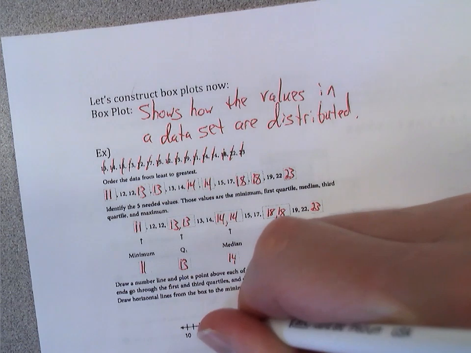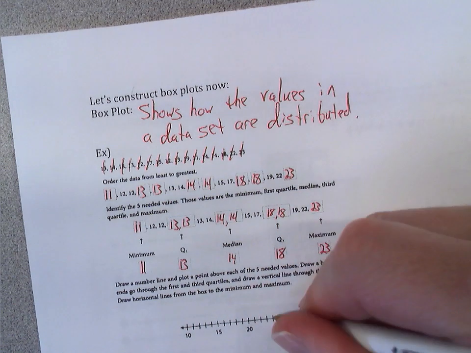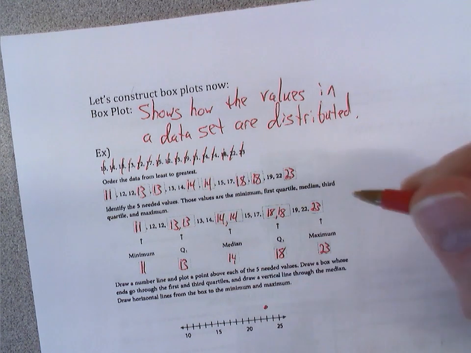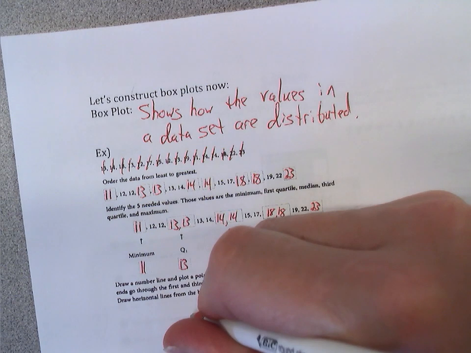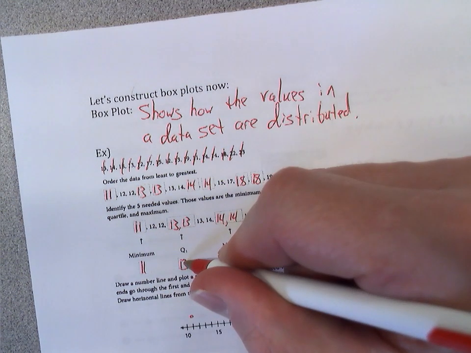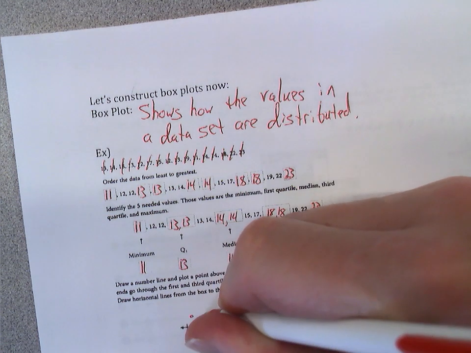So here's our number line, 10 through 25. We know that the maximum is 23, which is right here. We're going to put a dot. The minimum is 11, right there. Quartile 1 begins at 13, though. So we go to 13, so 10, 11, 12, 13.